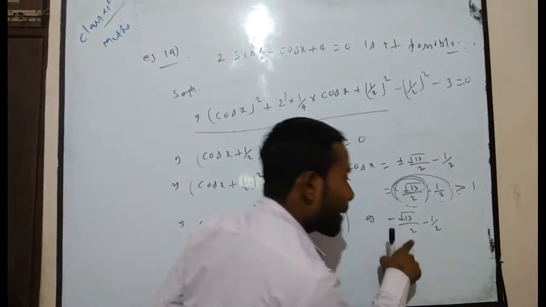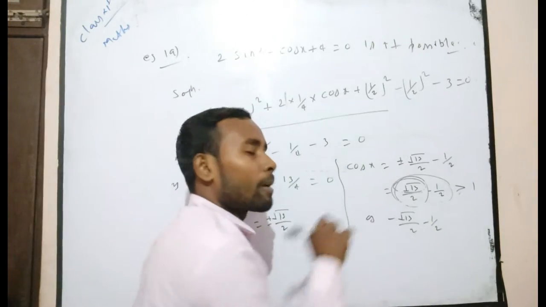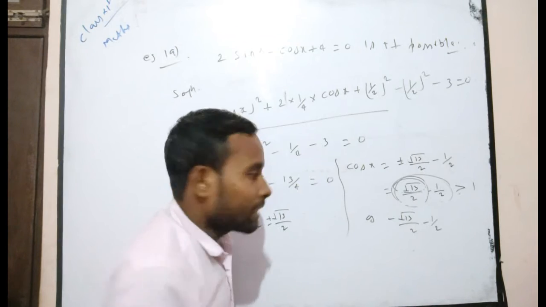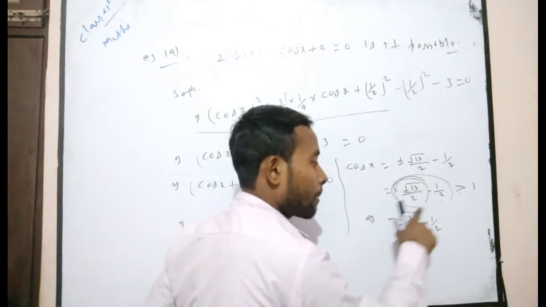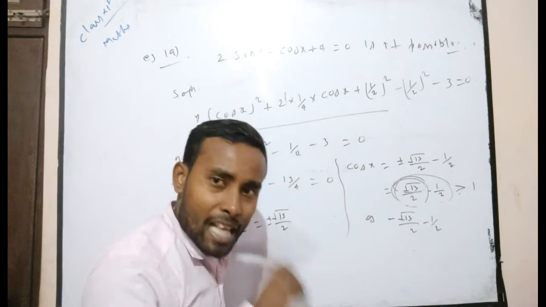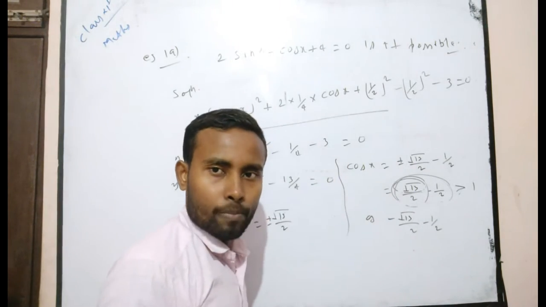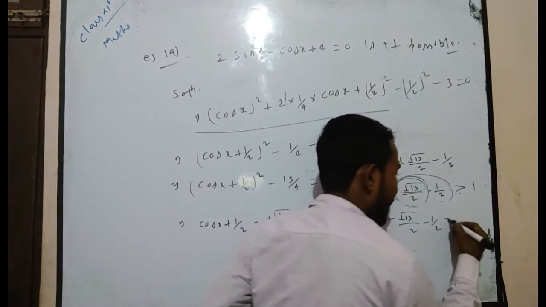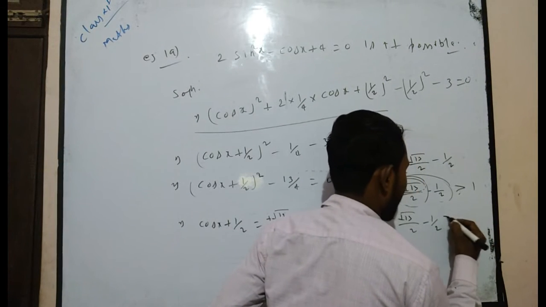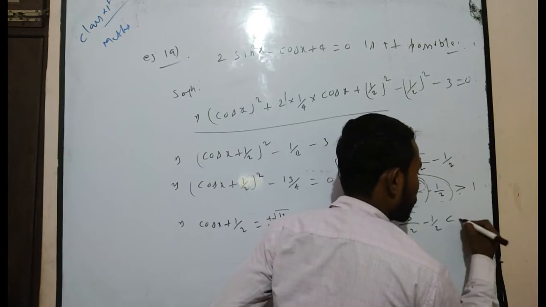That means minus 3 by 2 minus 1 upon 2. Suppose that its value will be 3. In that case, 3 by 2 minus 3 by 2 minus 1 upon 2 will be minus 4 by 2, that will be minus 2. But it is also greater than minus 2. Why? Because it is greater than minus 3. So you can say that it is greater than minus 2. Sorry, it is less than minus 2.